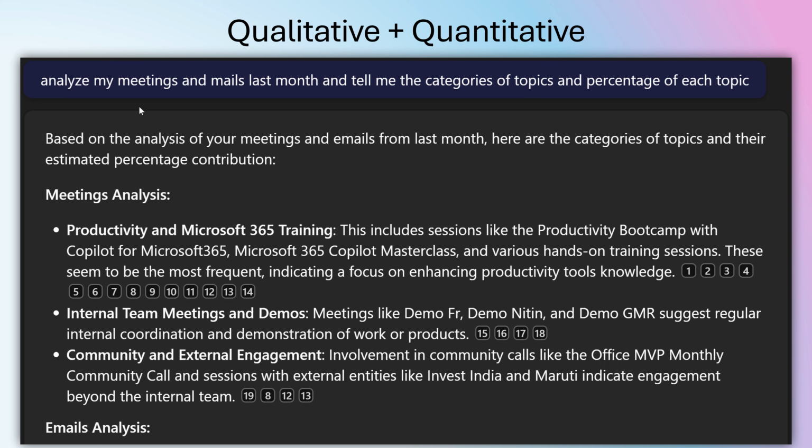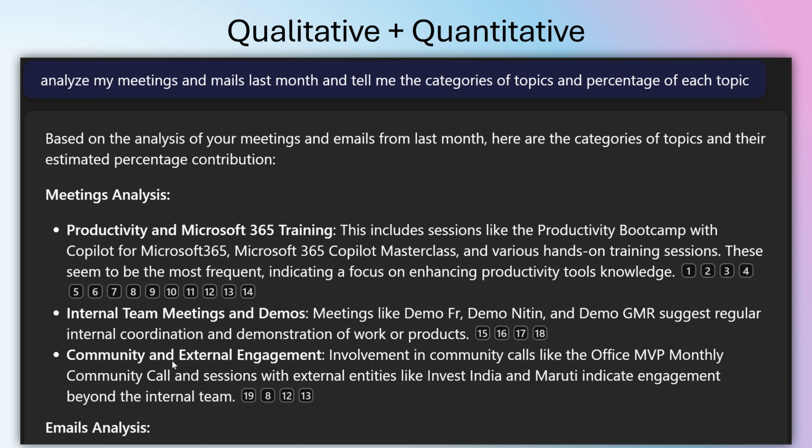Look at this prompt. Analyze my meetings and mails last month and tell me the categories of topics I work on generally and percentage time I spend on each topic. There is no specific date or number or person, nothing. And look at what it has done. It tells me I generally do lots of training sessions. I also do internal meetings, which are actually not internal meetings.